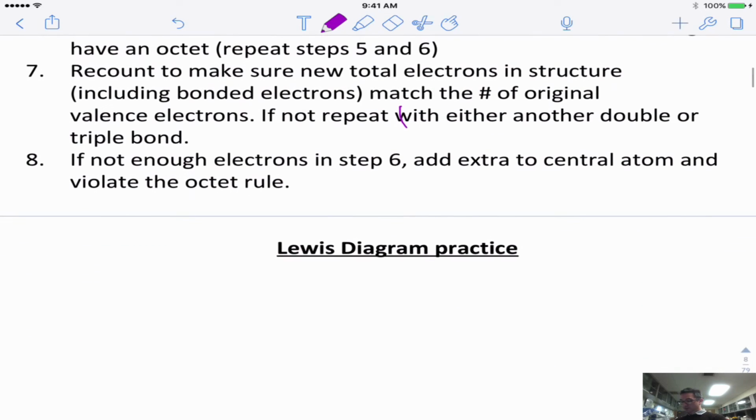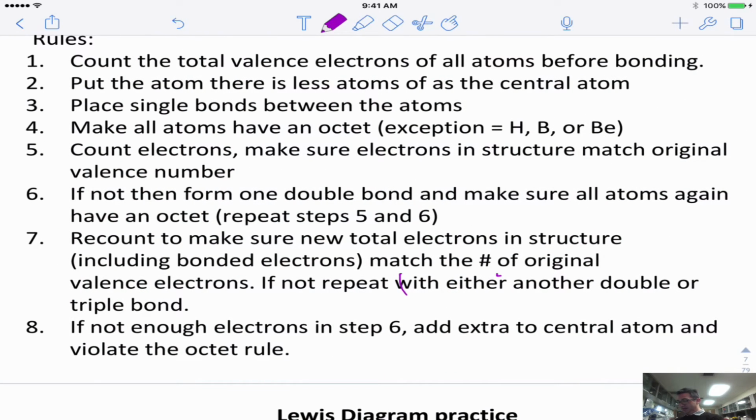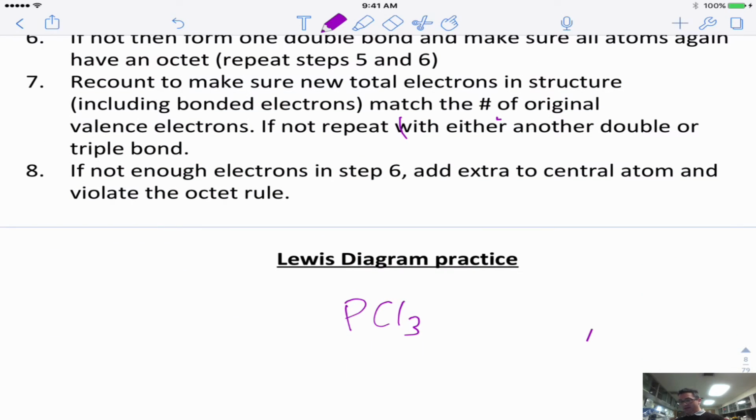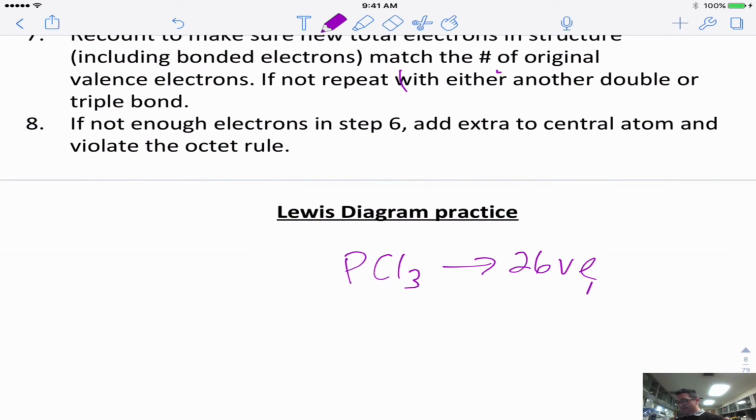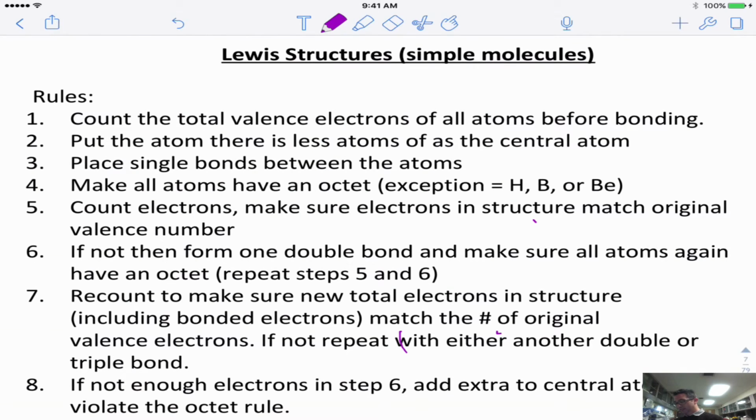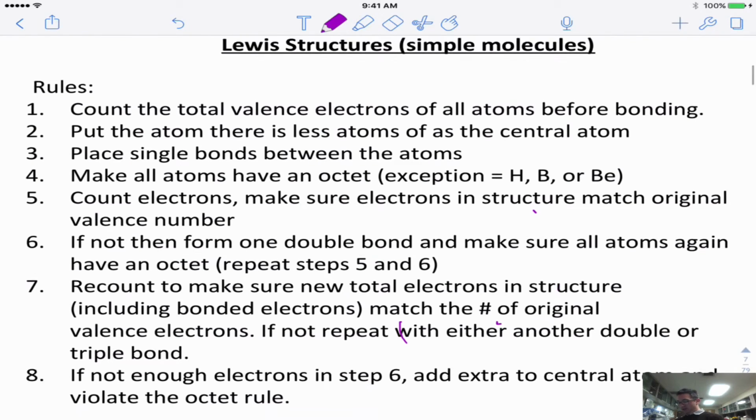Quickly run through one of them with you. Let's say I did PCl3. First step says to count up the total valence electrons of all the atoms. These add up to 26 valence electrons. Second step, put the atom there's less atoms of in the center. P goes in the middle, the Cl's go around it. Step 3, which I already did, I place single bonds between the atoms. Step 4, I make all atoms have an octet.